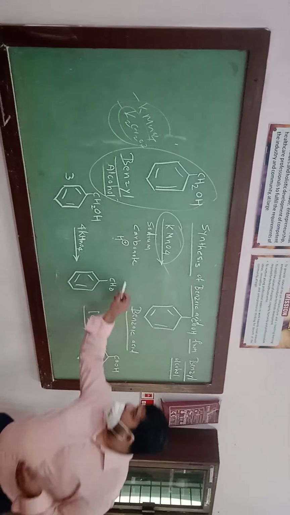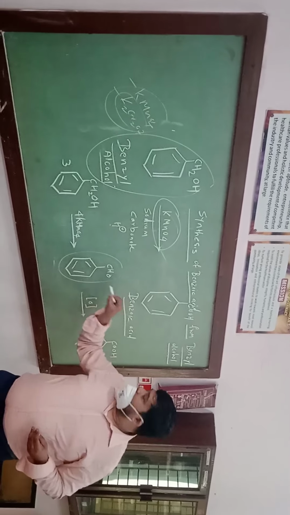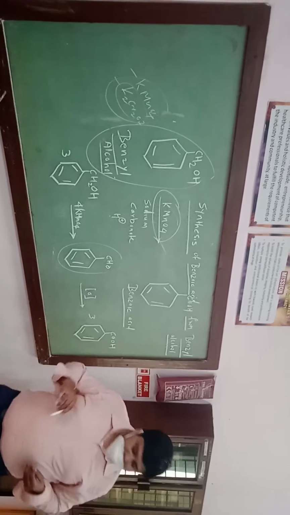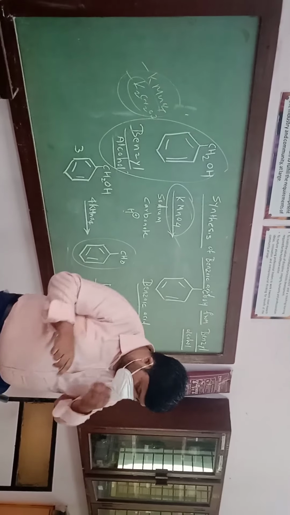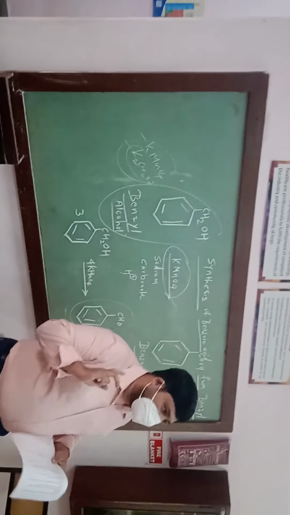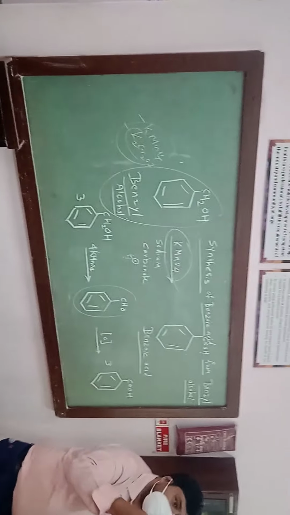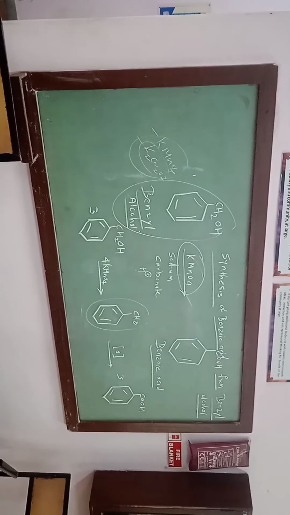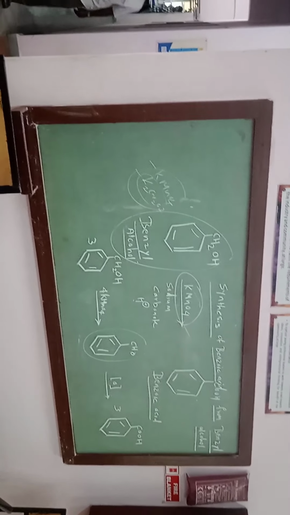When you are carrying out the oxidation reaction, the steps followed are: first, benzyl alcohol reacts with KMnO4 to form benzaldehyde. And then this benzaldehyde undergoes oxidation to form benzoic acid. So when you carry out the reaction, the intermediate product which you will get is benzaldehyde. Is that clear? And then it is converted to benzoic acid.